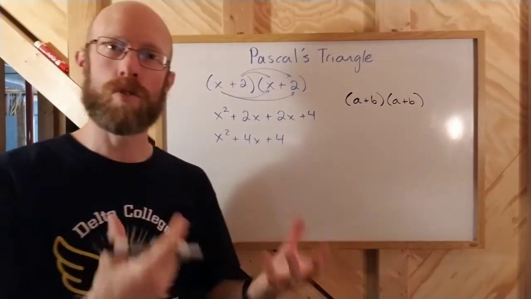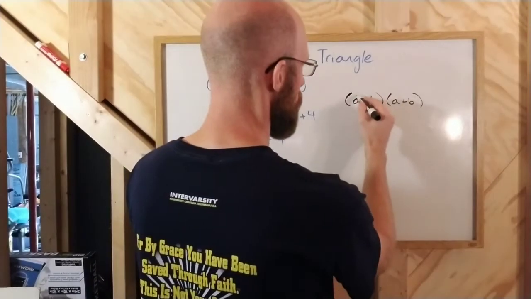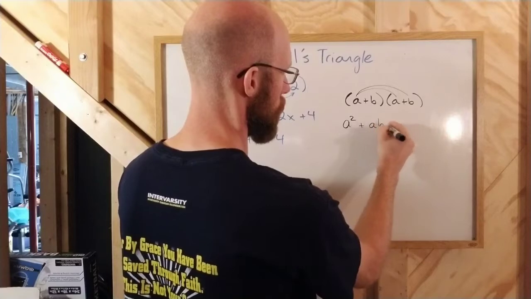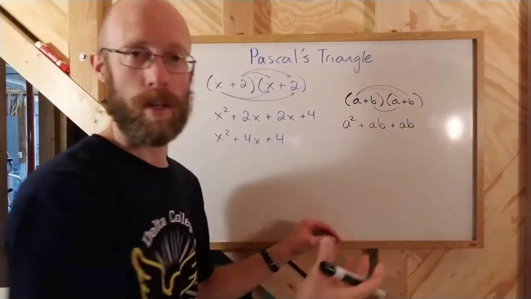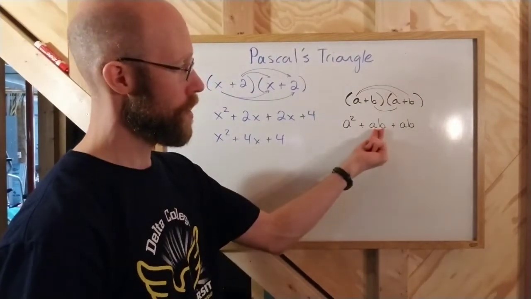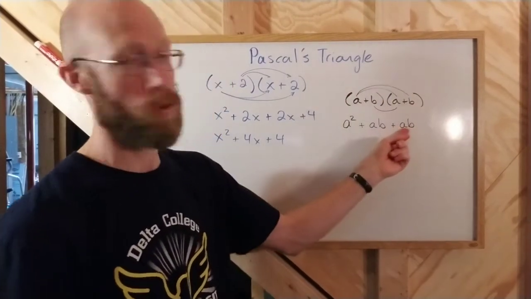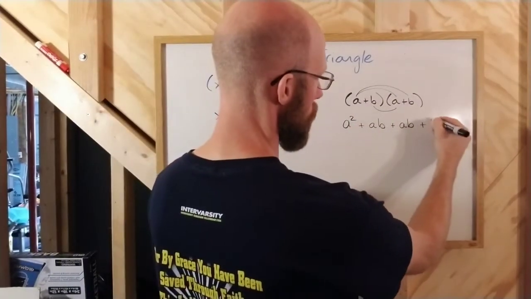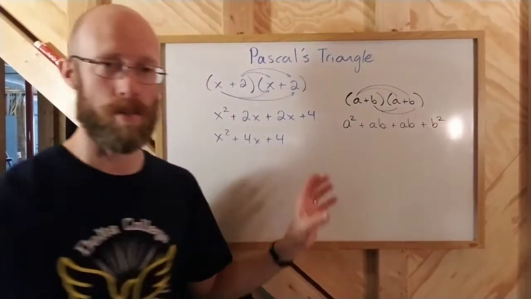And now if you distribute that, or FOIL method, you get a times a is a squared, a times b is ab, b times a is ab again. Now the order of the factors doesn't matter because multiplication is commutative. So a times b and b times a, they really mean the same thing. And then b times b is b squared. Right, and that gets all four combinations.